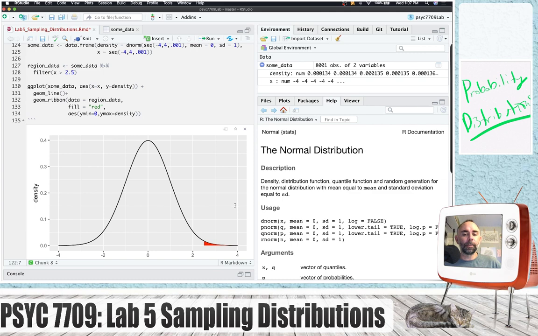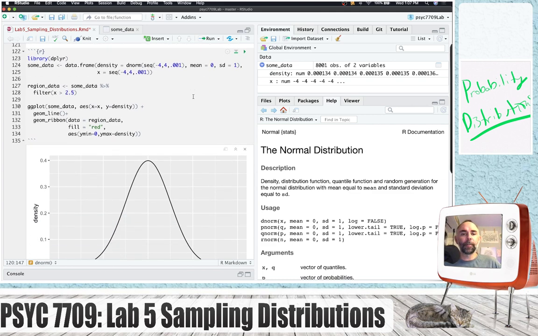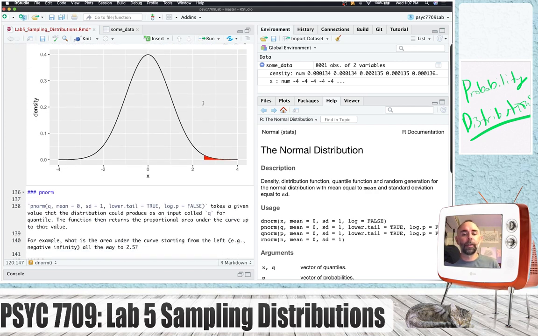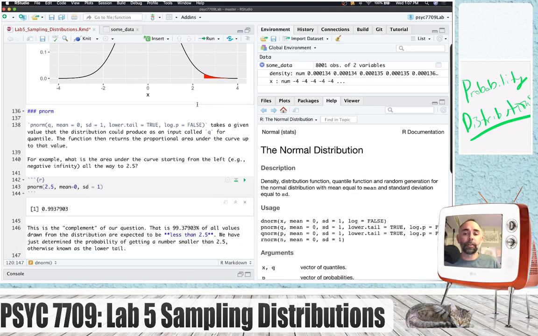And it turns out that the answer to the question, what is the probability of getting a value larger than 2.5? The answer is given by the area under this curve. So if we could calculate the area under this curve relative to the rest of the graph, we would be able to figure out this answer. R gives us formulas or functions to work with this.